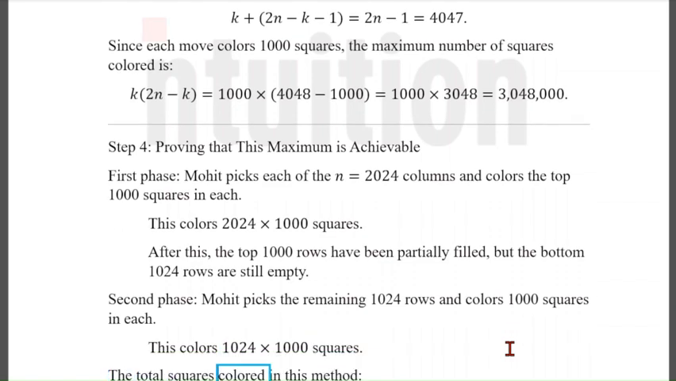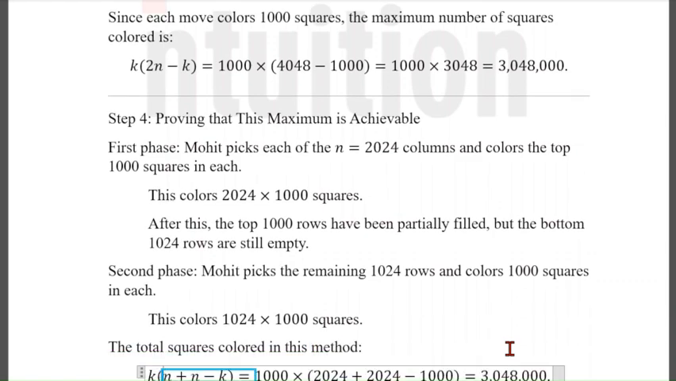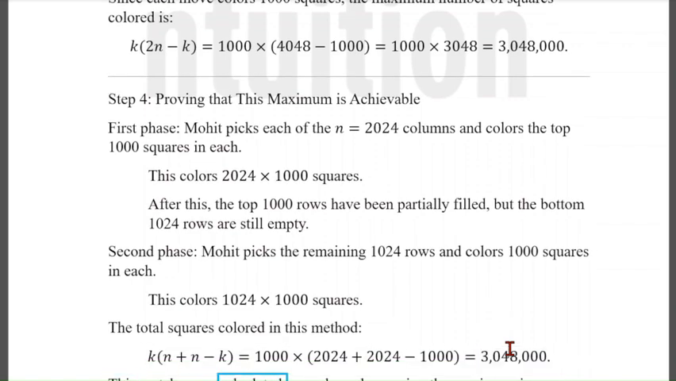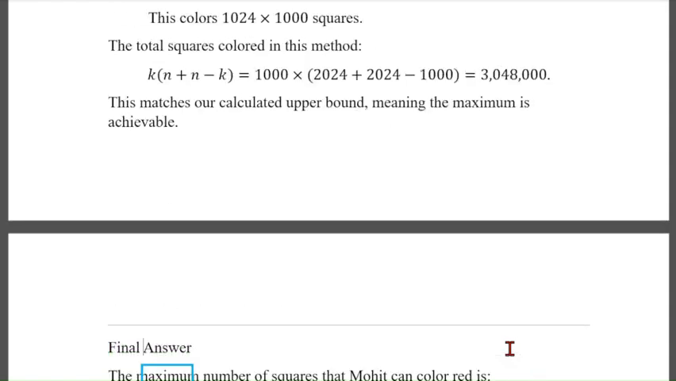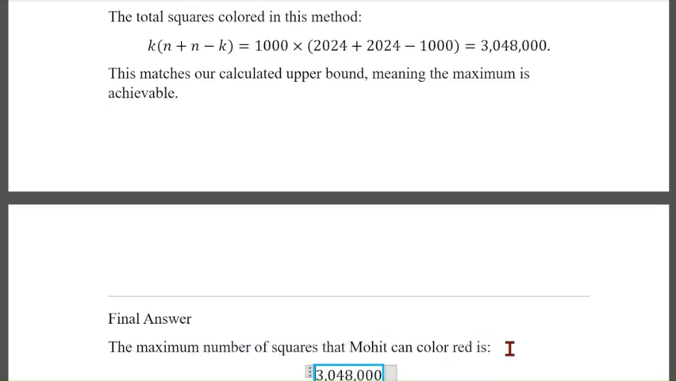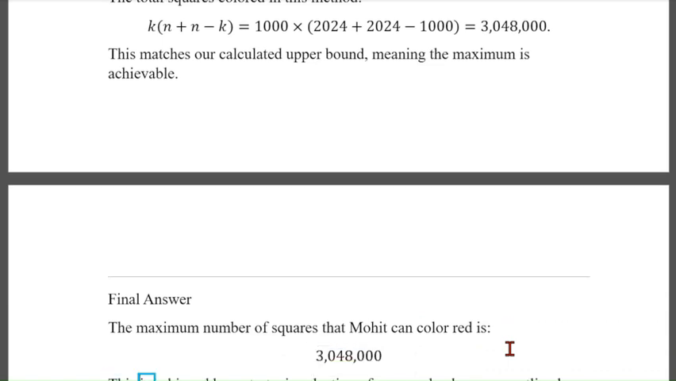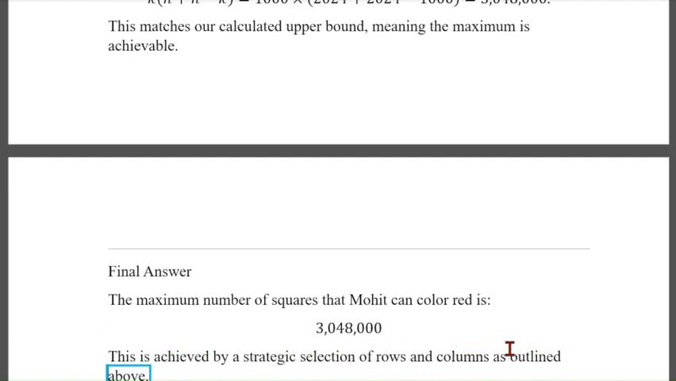The total squares colored in this method is 1000 times (2024 + 2024 - 1000) = 3,048,000. This matches our calculated upper bound, meaning the maximum is achievable. Final answer: the maximum number of squares that Mohit can color red is 3048000. This is achieved by a strategic selection of rows and columns as outlined above.